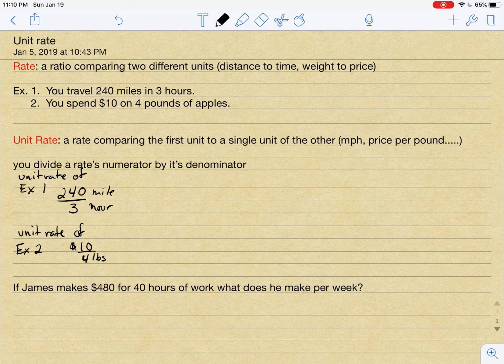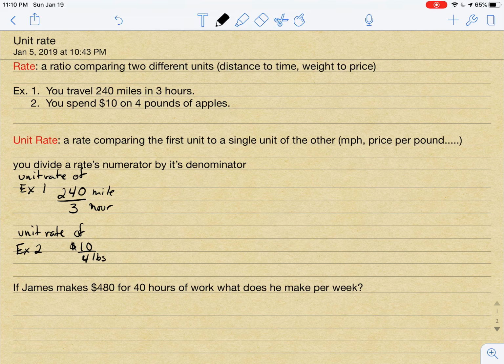All right, unit rates, or rates, is a ratio comparing two different units. So distance to time, weight to price, money per hour. And so you put as a rate just the ratio of one over the other.